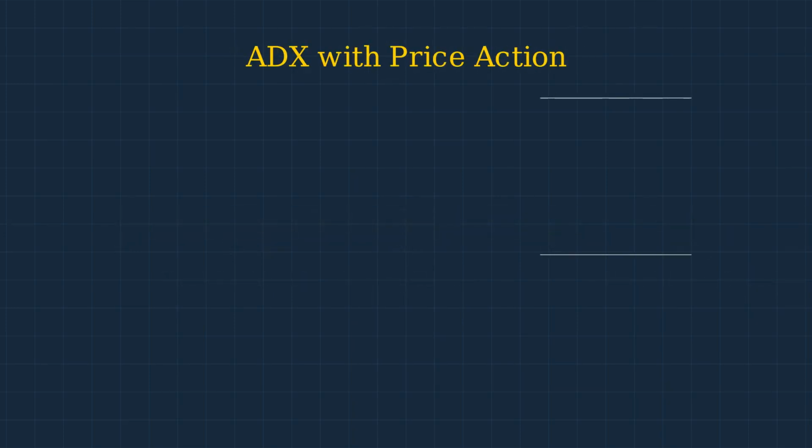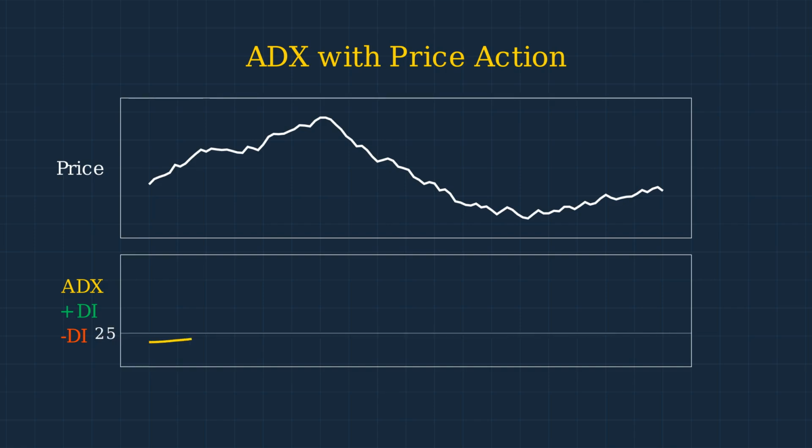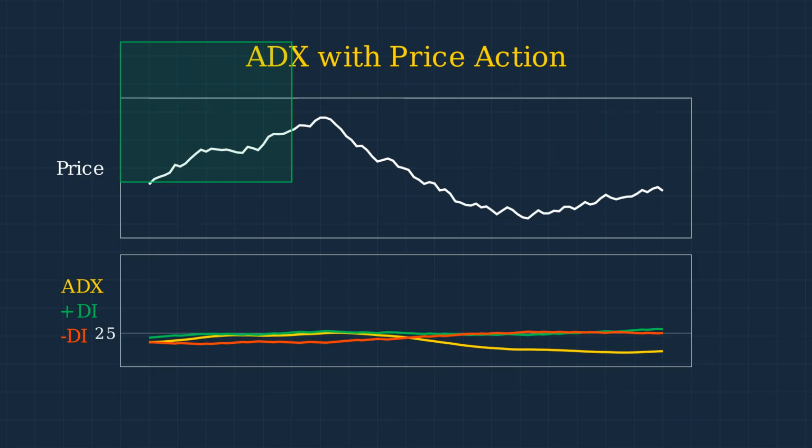Let's see how the ADX appears alongside price action. The ADX is typically displayed below the price chart, often with its component indicators. As we can see, the ADX line rises when the trend strengthens, regardless of direction. Here, the green line represents the positive directional indicator, or plus DI, while the red line shows the negative directional indicator, or minus DI. During an uptrend, the plus DI rises above the minus DI, while in a downtrend, the minus DI is higher. When the market moves sideways with no clear trend, the ADX typically falls below 25, indicating conditions unsuitable for trend-following strategies.